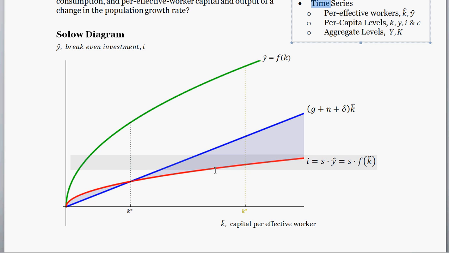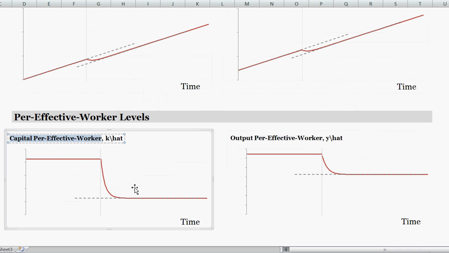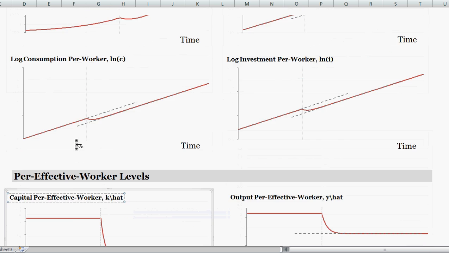So you can see how things are converging towards the steady state. The initial moves were very large, but as we get closer to the steady state, the moves are smaller and smaller. That's exactly what we see here. The initial move, given the change in the growth rate of the population, is very big, but it gets slower and slower as it approaches the new steady state level. So that's dealing with capital per effective worker.